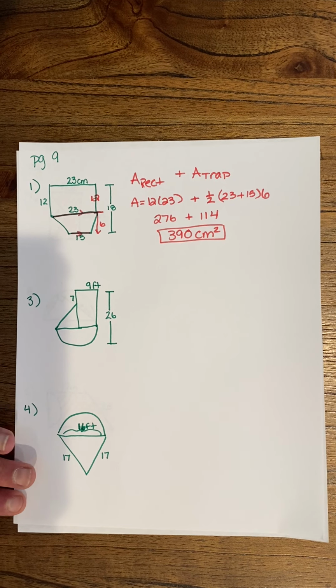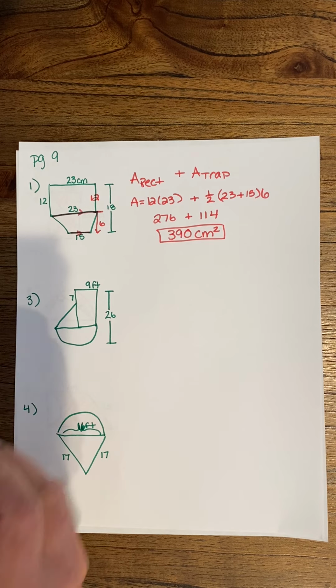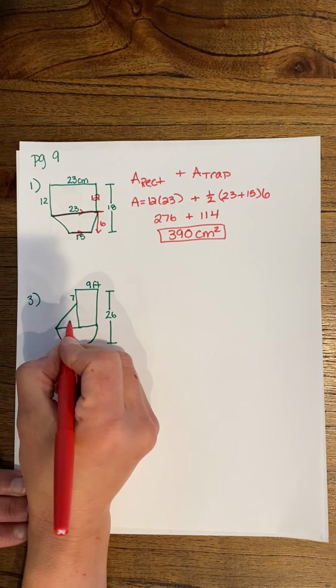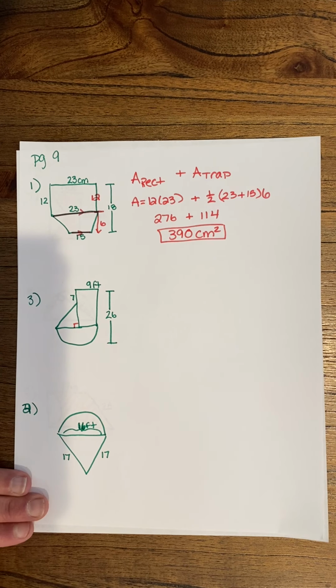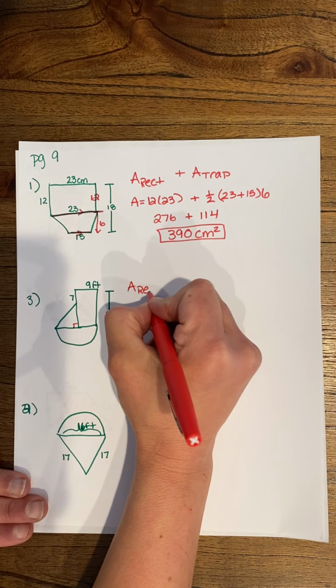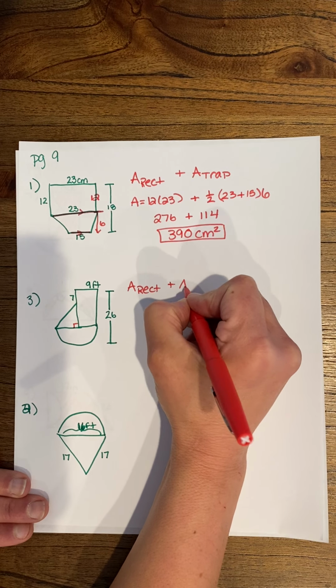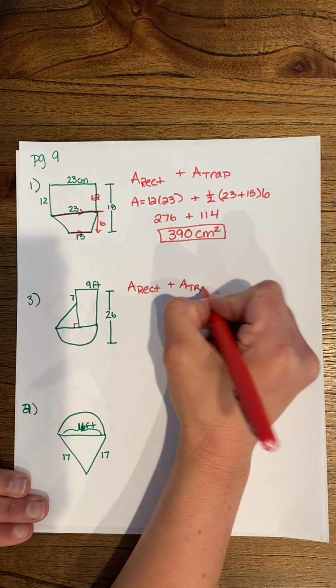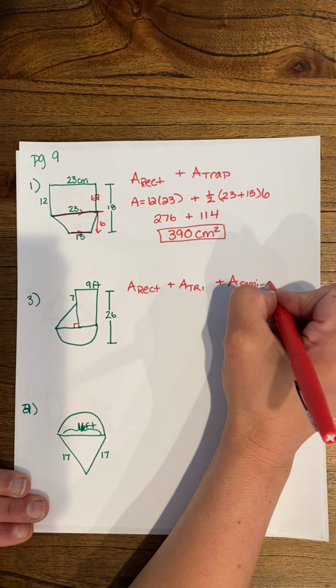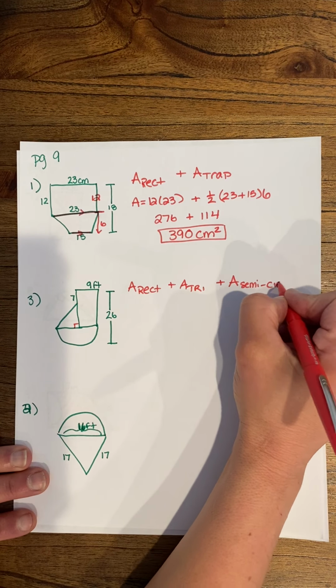Next one I'd like to do is number 3. On number 3, it's actually three figures here. I have a triangle, and it's actually a right triangle, a rectangle, and a semicircle. So I actually have to do three areas. Again, it doesn't matter the order. I've got the rectangle, the area of a triangle, and the area of a semicircle.